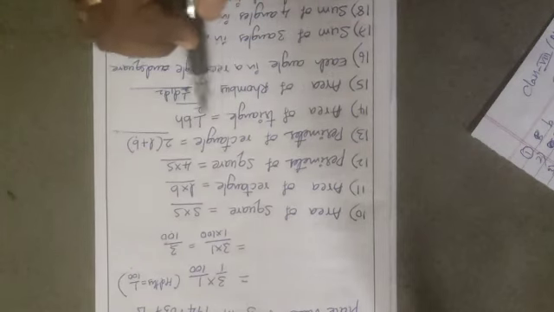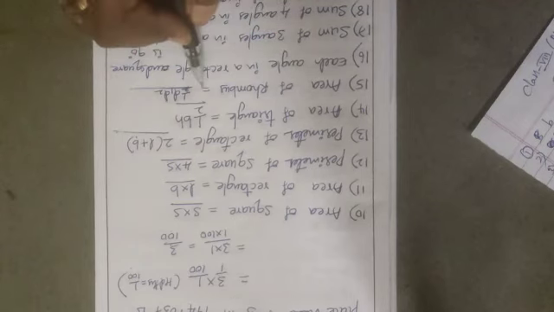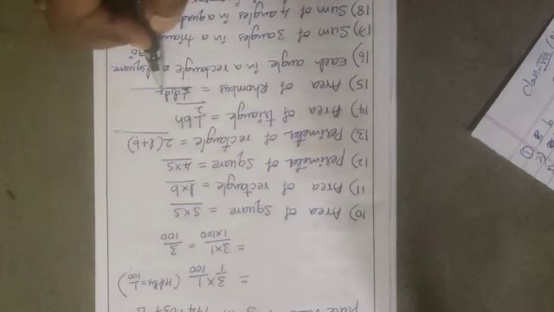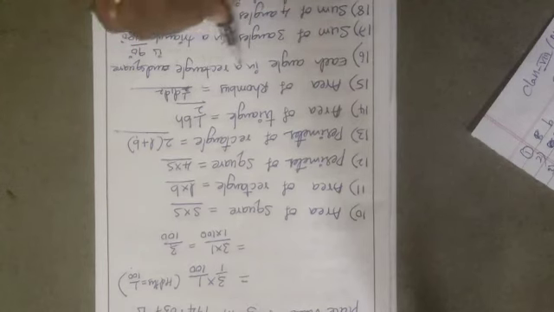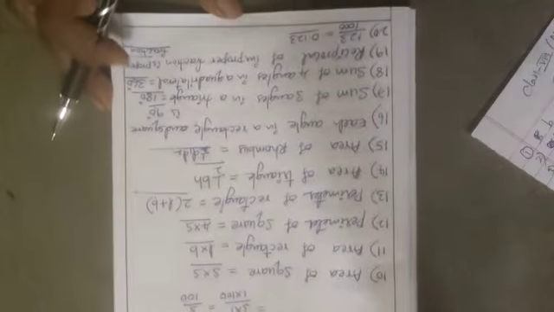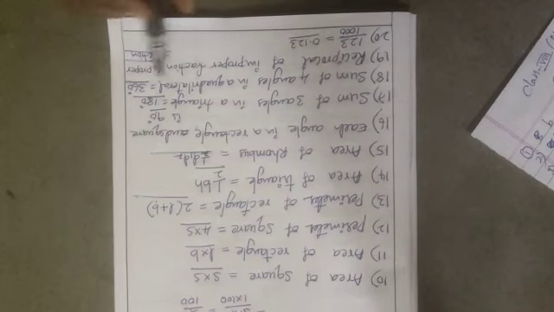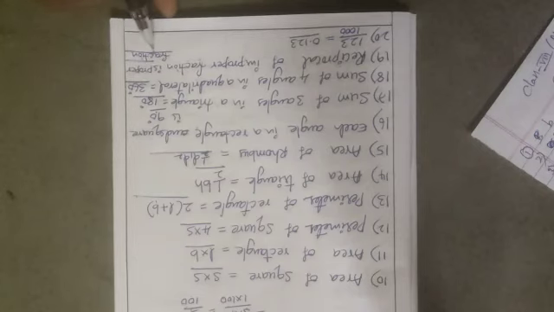Area of triangle equals half into base into height. Area of rhombus, children: half into D1 into D2. Each angle in a rectangle and square, what is it, children? 90 degrees. Sum of 3 angles in a triangle, how much, children? 180 degrees. And sum of 4 angles in a quadrilateral, children? 360 degrees. Reciprocal of an improper fraction is what? Which fraction, children? Proper fraction.